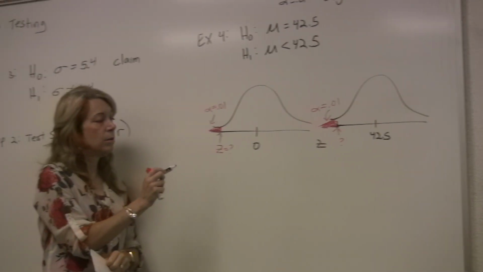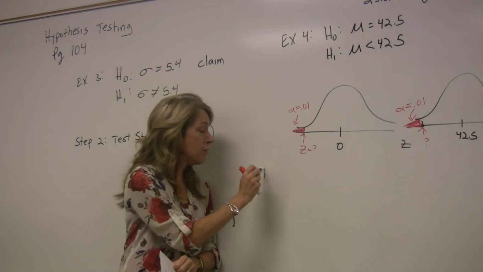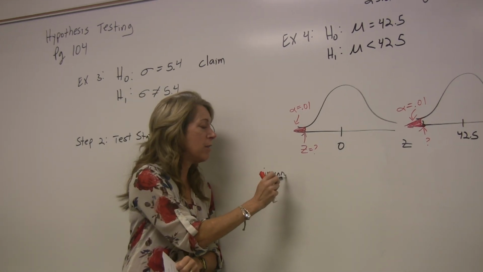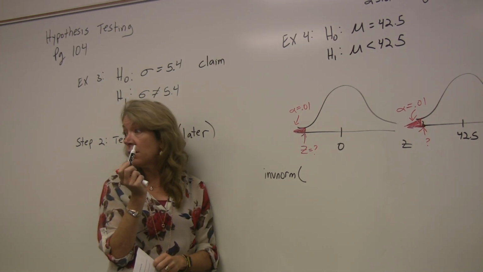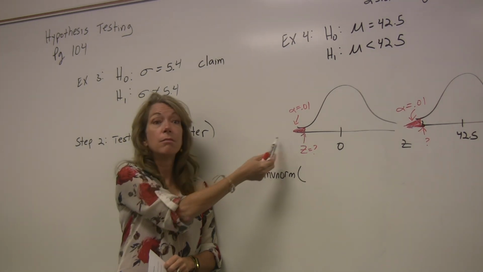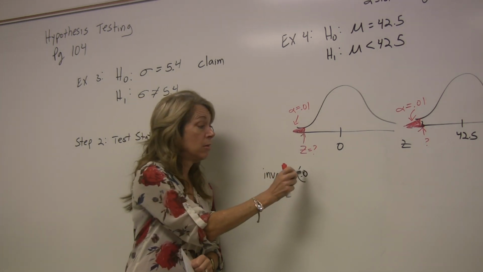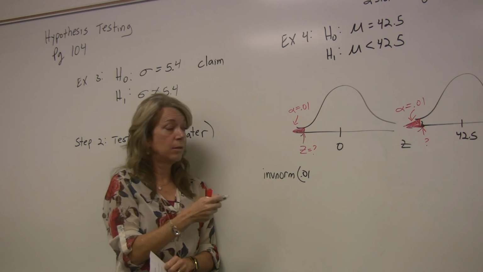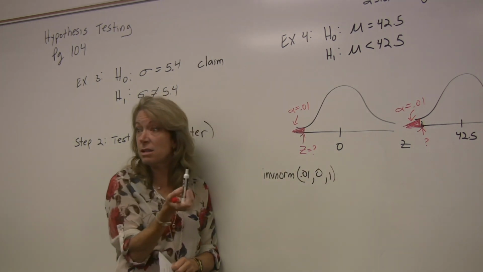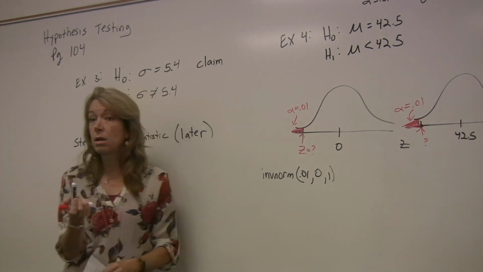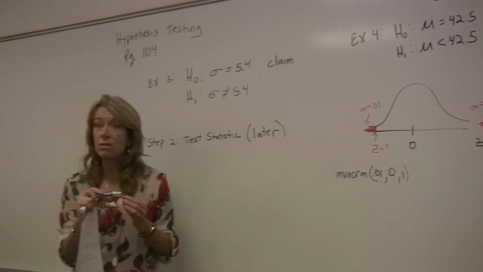-9999. No. Wait, hang on, which one are we using? Inverse norm. Inverse norm, and if you look on your packet, what does it want to know first? It wants to know the area to the left. The area to the left, which in this case is 0.9. Careful, the left. Oh, just 0.01. To the left. Would mu be 0 and standard deviation 1? Yes, because we're looking for z's, the mean and standard deviation are 0 and 1.